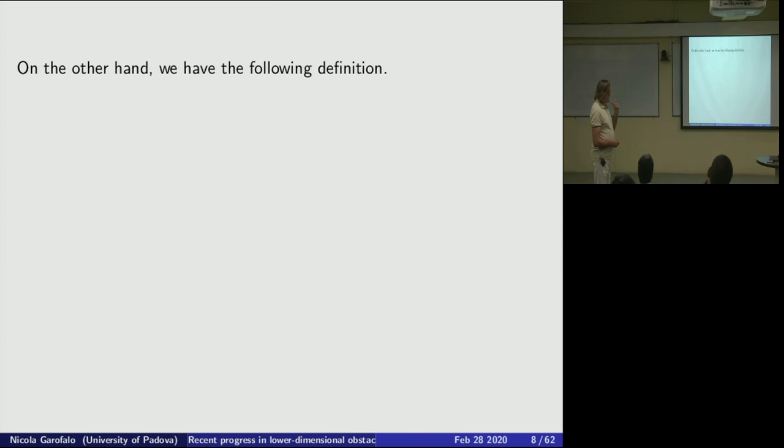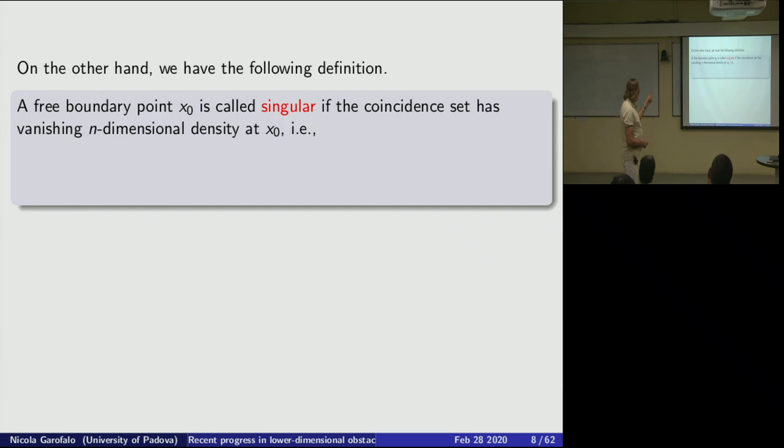However, there is another issue lurking in the background. So let me give the second definition now. A free boundary point is called singular if the coincidence set has vanishing n-dimensional Lebesgue density at x0.